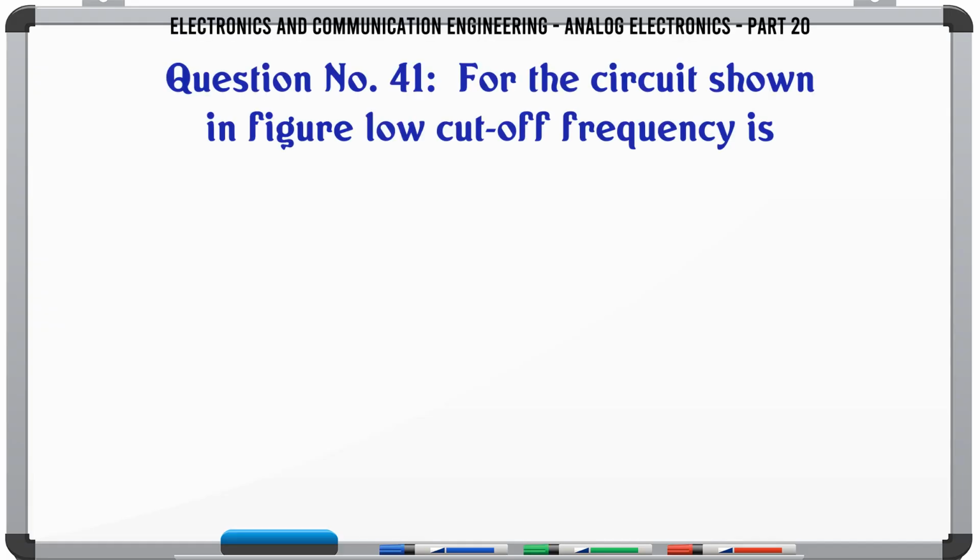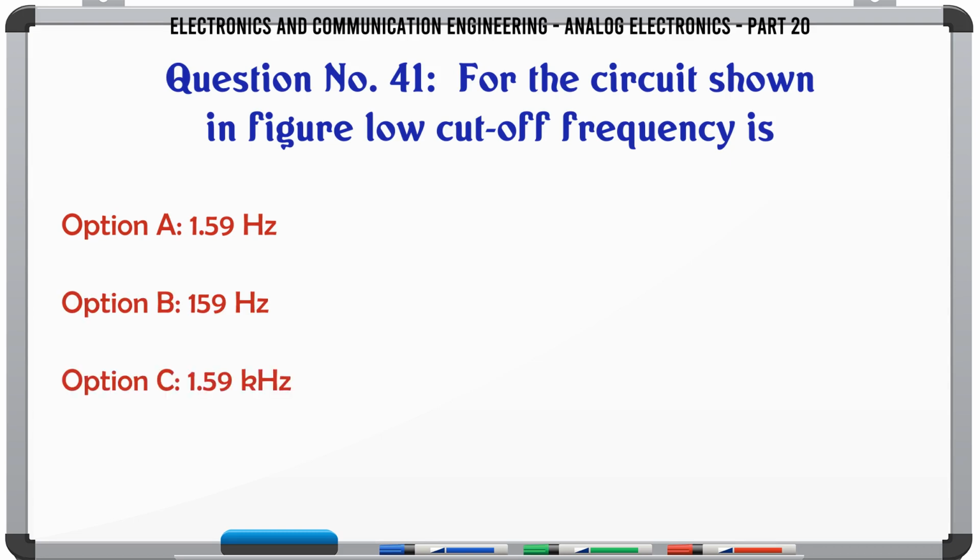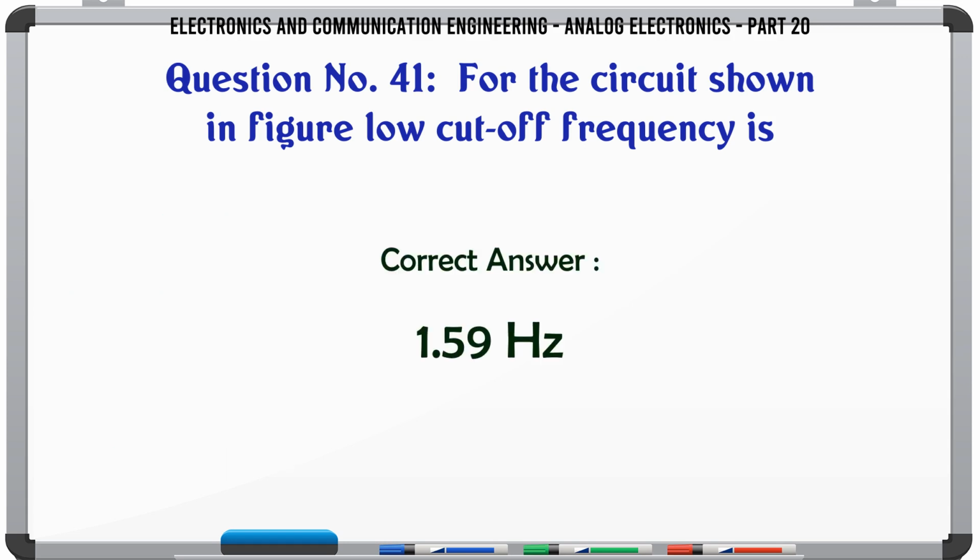For the circuit shown in figure, low cutoff frequency is A. 1.59 Hz, B. 159 Hz, C. 1.59 kHz, D. 1.59 MHz. The correct answer is 1.59 Hz.